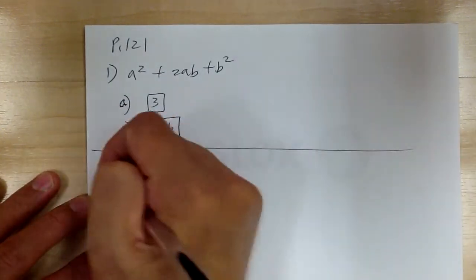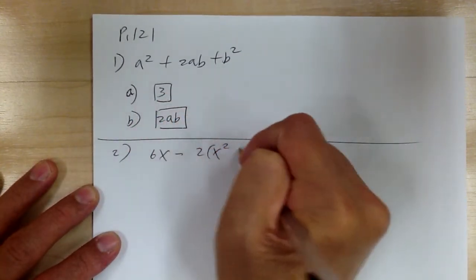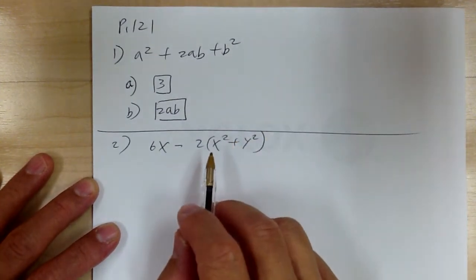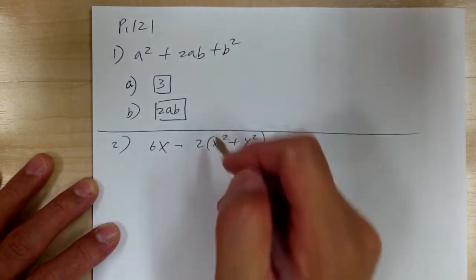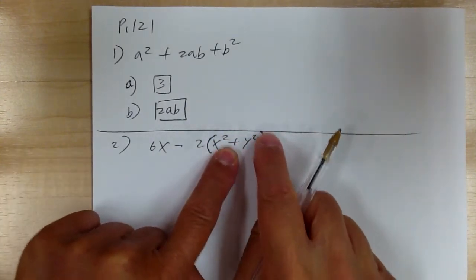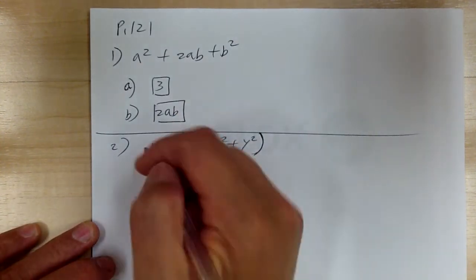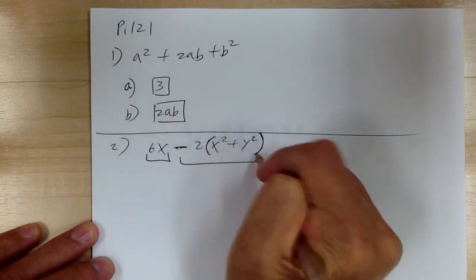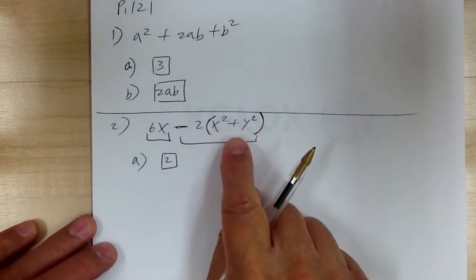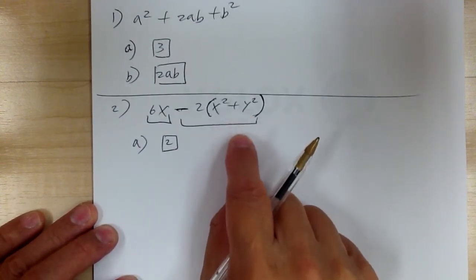Let's go to number 2. You have 6x minus 2 times x squared plus y squared. Again, addition and subtraction are used to separate the terms, but if it's inside a grouping symbol like parentheses, then you will not count it. So this one does not count because it's inside the grouping symbol. So all you have is the first term and second term. Here's your first term, here's your second term. So A, there are 2 terms. Again, when you have addition or subtraction inside the grouping symbol, it does not count. So you negate that.